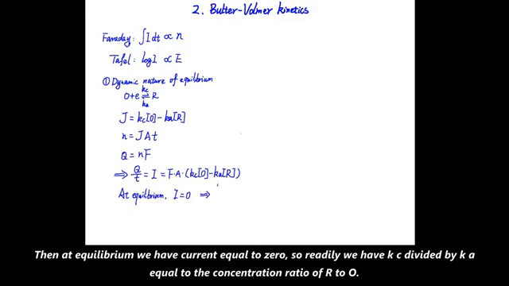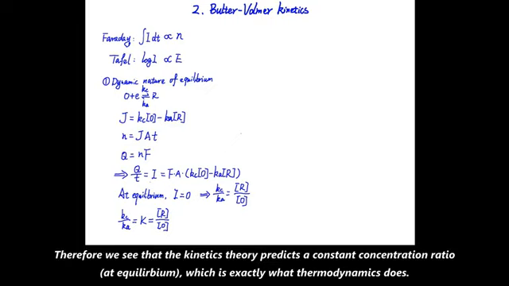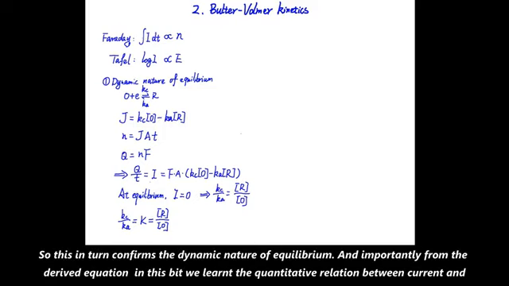So readily we have Kc divided by Ka equals the concentration ratio of R to O. Because at equilibrium there is no net conversion rate, we can define Kc divided by Ka as the equilibrium constant, which further leads to the equality. Therefore, we see that the kinetic theory predicts a constant concentration ratio, which is exactly what thermodynamics does. This in turn confirms the dynamic nature of equilibrium.